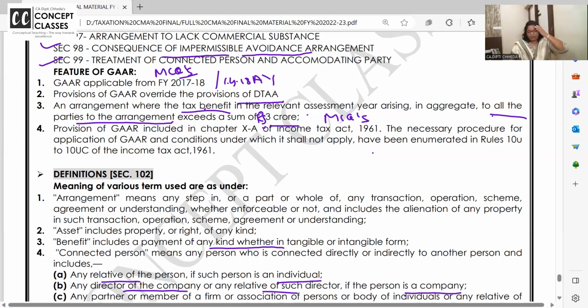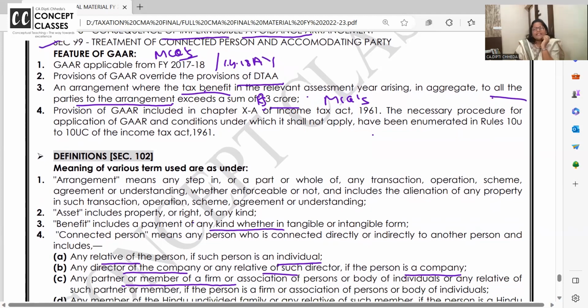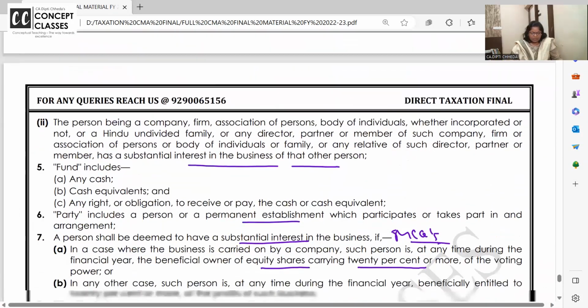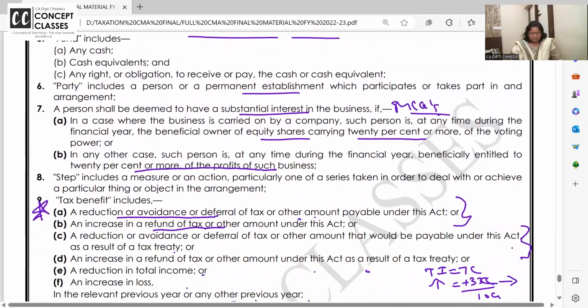Done? So when is GAAR applicable? From which date? 1st April 2017. Wherein the transaction or arrangement or agreement is happening between 2-3 parties, and where the tax benefit is above 3 crores, then GAAR is applicable. Can we apply it to a part of the transaction also? Answer is yes.